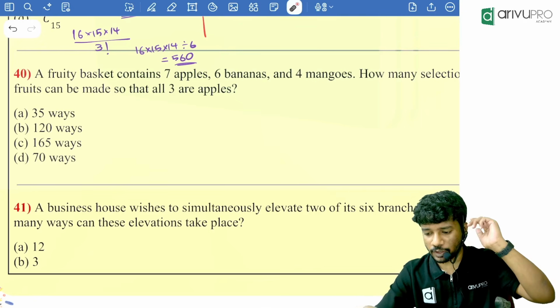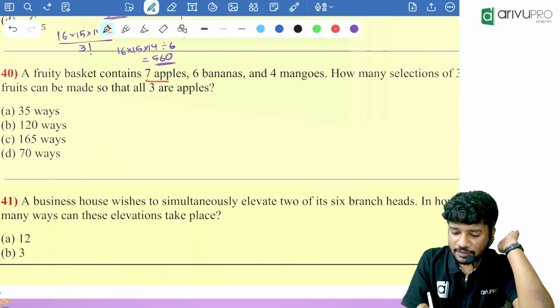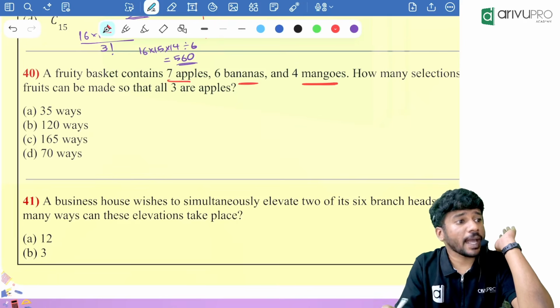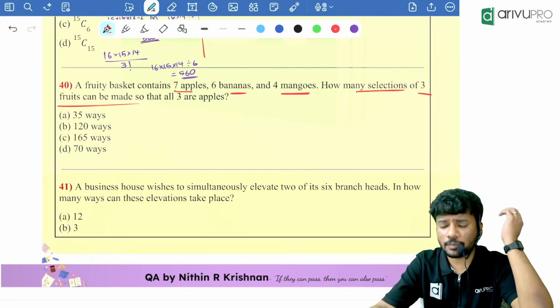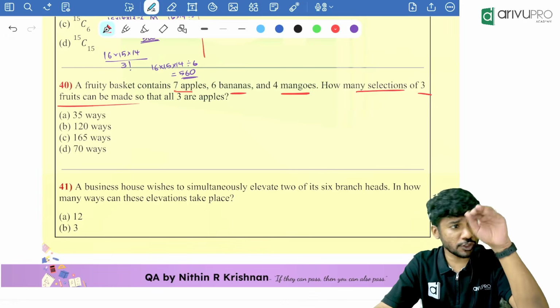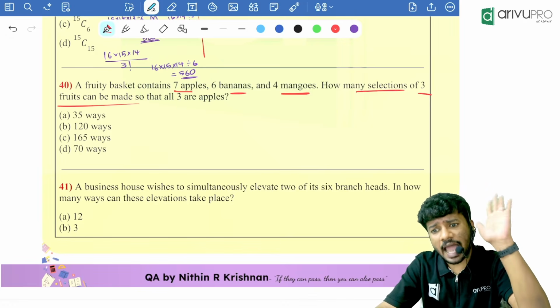Everyone have a look at this question. A fruit basket contains 7 apples, 6 bananas, 4 mangoes. How many selections of 3 fruits can be made, if all 3 are apples? So we should choose 3 fruits, and the condition is that all 3 should be apples itself.